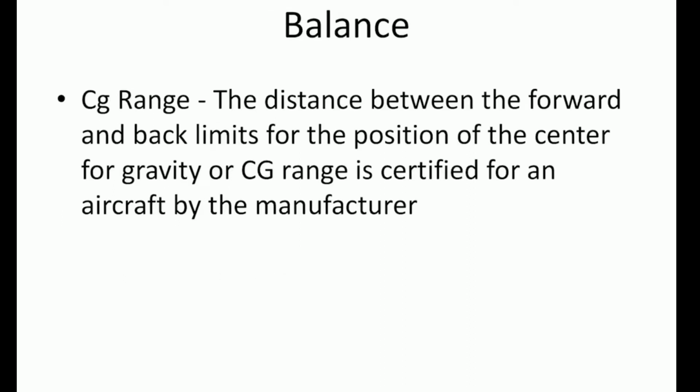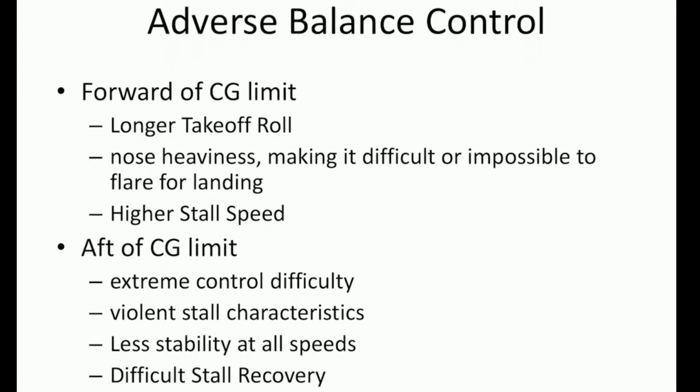Now, the balance. Balance has to do with the CG range, or the center of gravity range, and the CG range is the distance between the forward and back limits of the position of where the center of gravity can be for an aircraft. And the center of gravity is where the aircraft would balance if it could be balanced from a point.